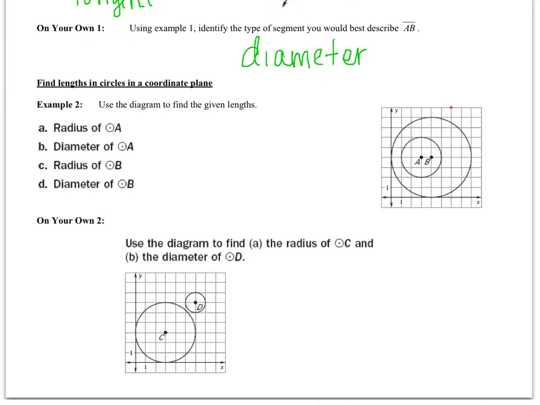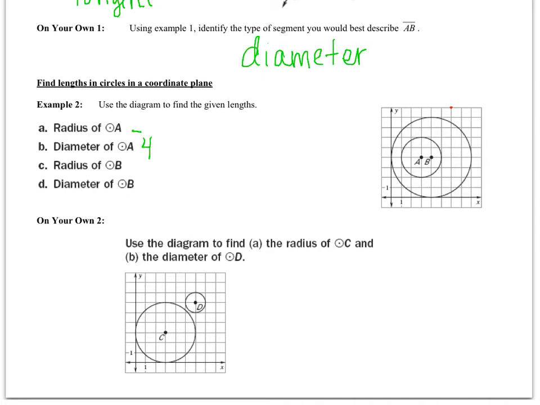Okay, so this next spot again should be pretty easy for you. It says find the lengths in circles in a coordinate plane. So example 2, use the diagram to find the given lengths. It wants the radius of circle A. So here's the middle, here's A, and all the points are 2 from this. So here's my circle for circle A. My radius would be from my middle to the outside of my circle, and that would be 2 units. My diameter then would be twice my radius, and that would be 4. It'd be all the way across the circle.